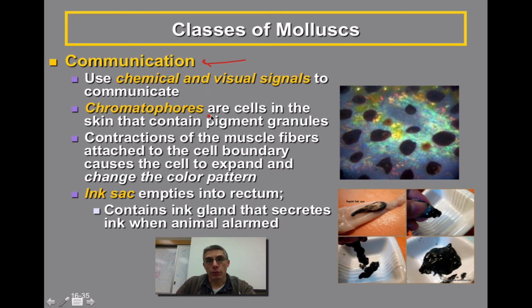Now, they have chromatophores. Now, these are special cells that are going to be found within the skin that actually contain pigment. And this pigment can actually be manipulated. And so what's going to happen here is these cells actually have muscle fibers that surround these cells. And so these muscle fibers can actually be used to either contract or relax, and when they do that, it actually causes the cell to either expand or again retract. And when that expansion or retraction occurs, it actually changes the color pattern that you notice on the animal.